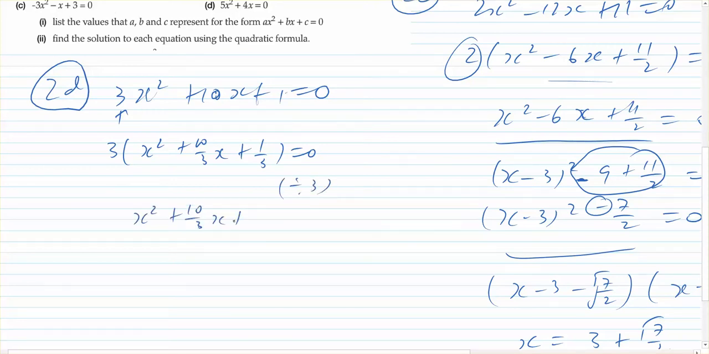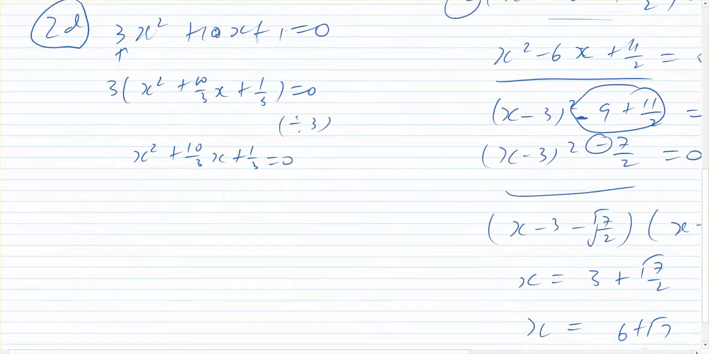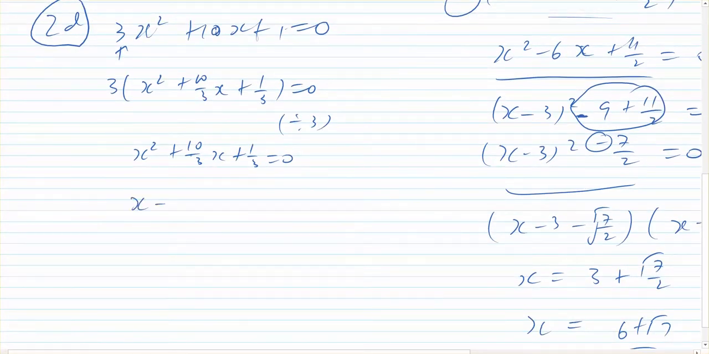So we have x squared plus 10 on 3 x plus a third equals 0. I'm going to halve that. So that'll be x plus 10 over 6 squared. Half of 10 over 3 is 10 over 6. Subtract 100 over 36 plus a third equals 0.